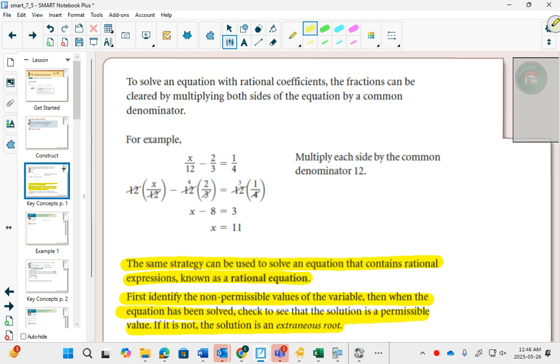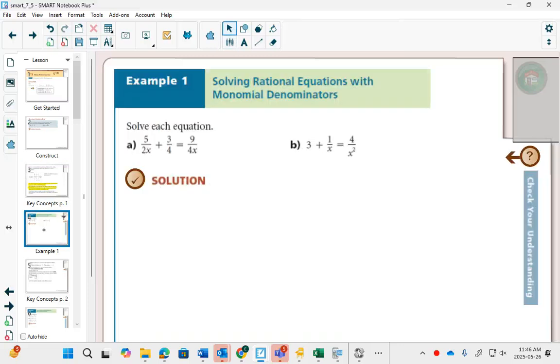An extraneous root is an answer that appears to be a right answer, but then you find out, oh, wait a minute, that was a non-permissible value right from the beginning. An answer can't be something that's not allowed, but sometimes that happens, and that's called an extraneous root. So we'll see, it won't happen today, but it might happen in some of our examples tomorrow. So we'll go to example 1.